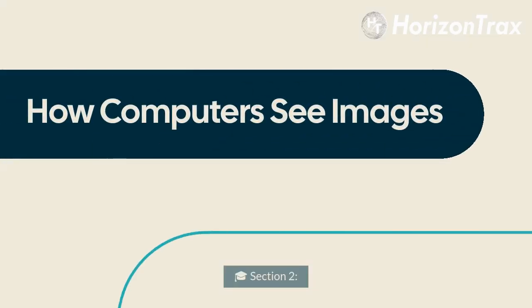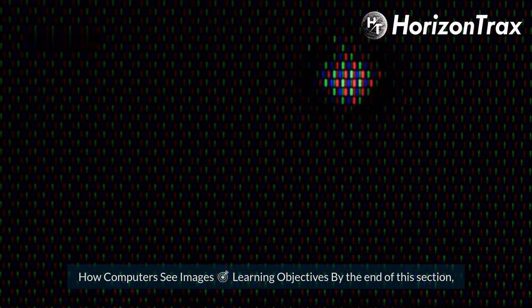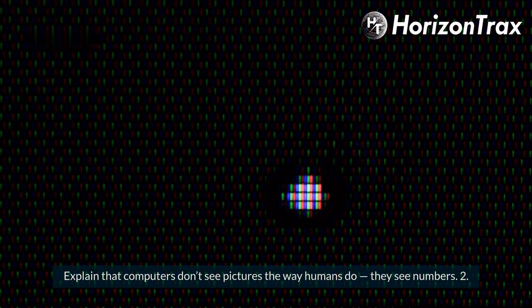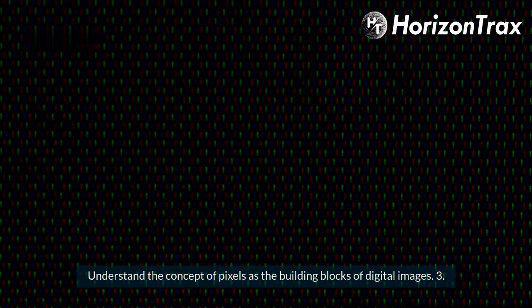Section 2. How computers see images. Learning objectives. By the end of this section, learners will be able to: 1. Explain that computers don't see pictures the way humans do. They see numbers. 2. Understand the concept of pixels as the building blocks of digital images.